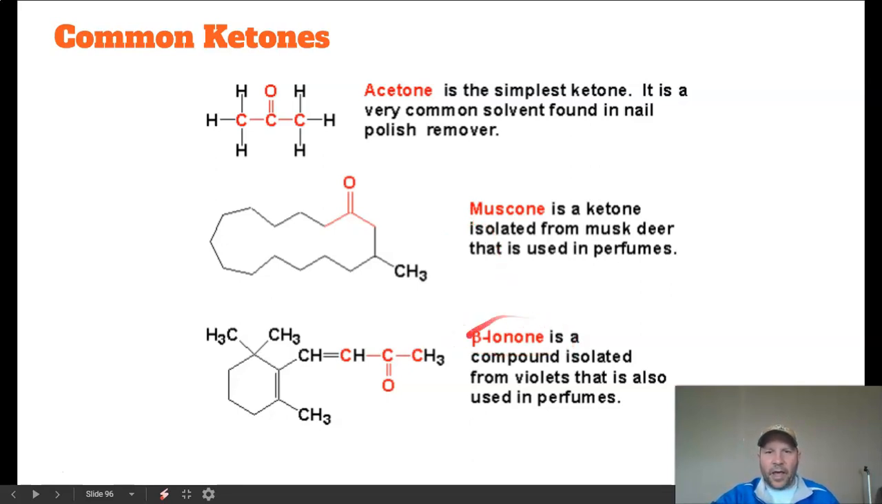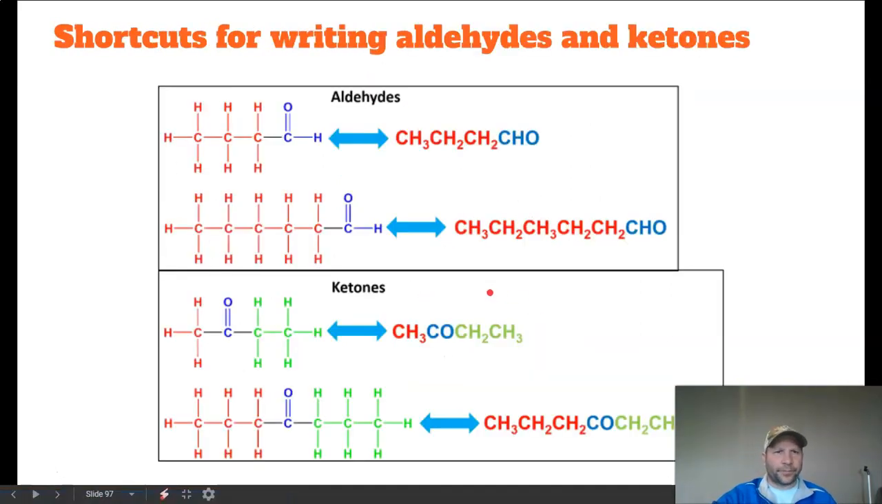And then you have beta ionone, which is also found in lilacs, I think, or no, violets. Violets is right. And it's used in perfumes as well. So these things generally smell a decent amount. So they either smell bad, like nail polish remover, or they smell good, like that. All right, keep it rolling here.